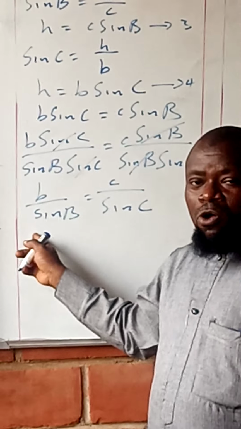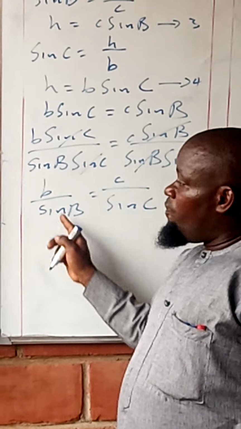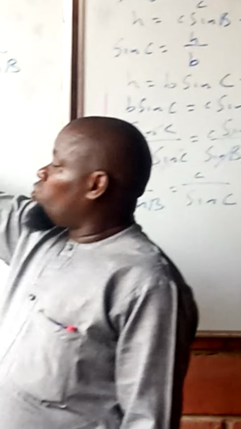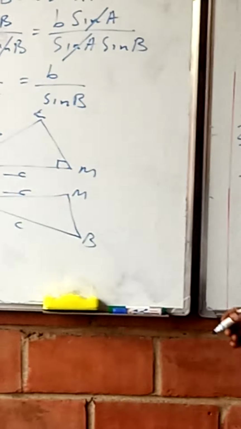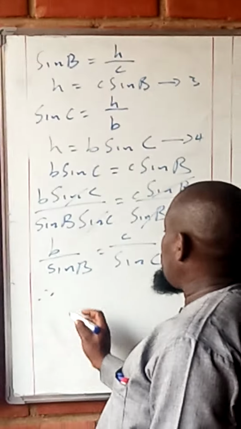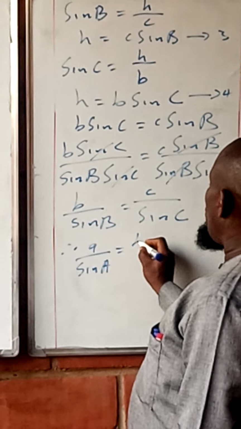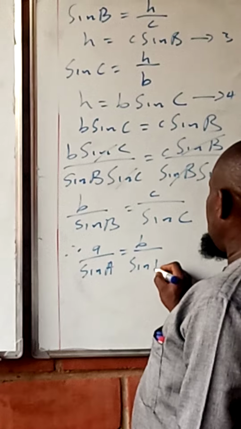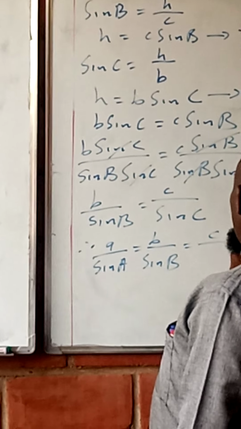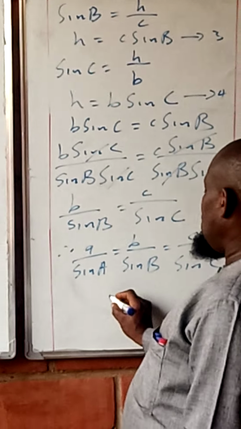You recall that we've already proved b over sine B earlier to be equal to a over sine A. Therefore you are going to have a over sine A equal to b over sine B equal to c over sine C. Proved.